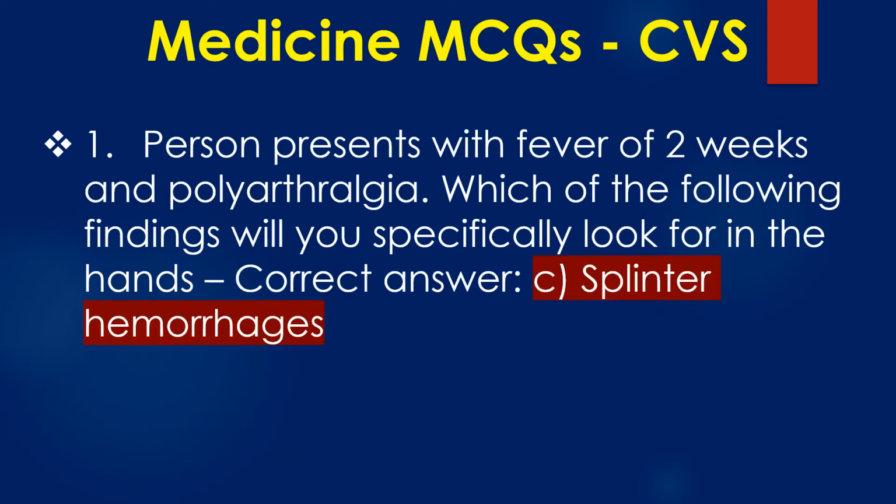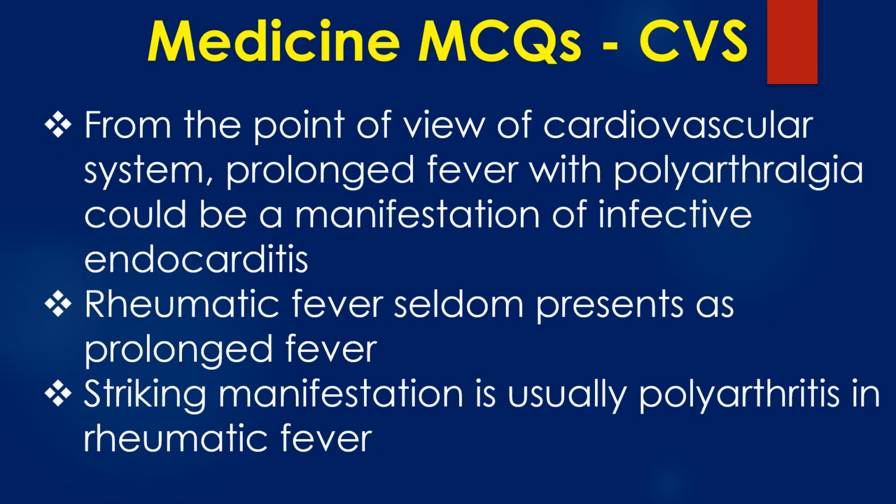Correct answer C. Splinter hemorrhages. From the point of view of cardiovascular system, prolonged fever with polyarthralgia could be a manifestation of infective endocarditis. Rheumatic fever seldom presents as prolonged fever. Striking manifestation is usually polyarthritis in rheumatic fever.